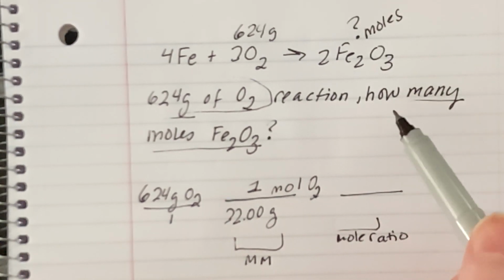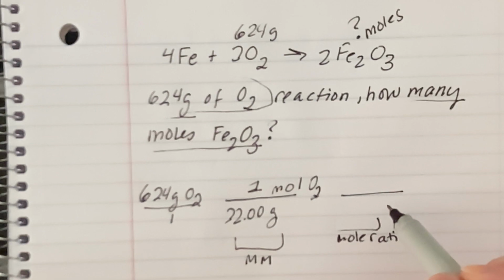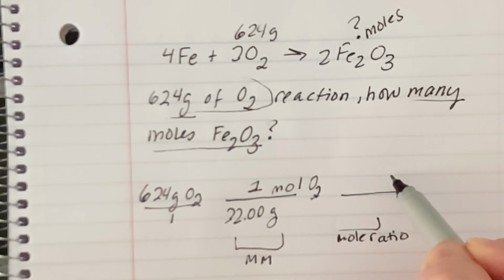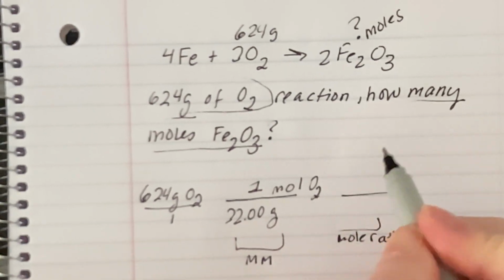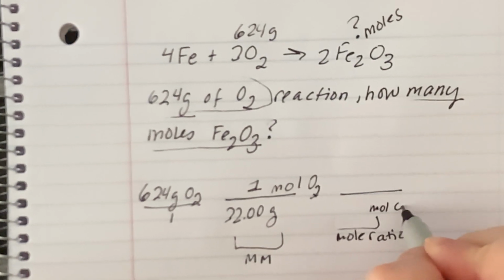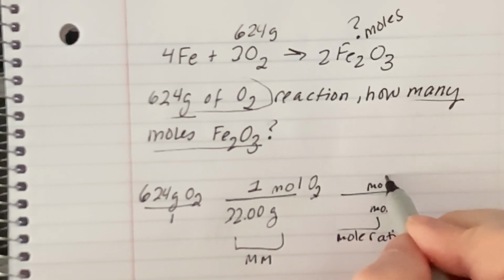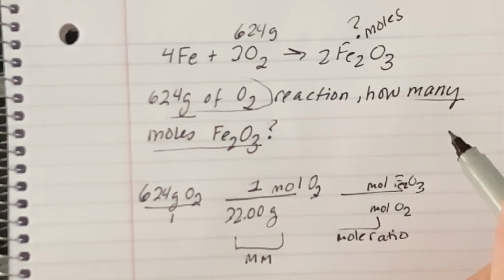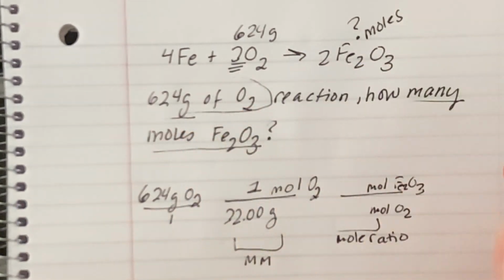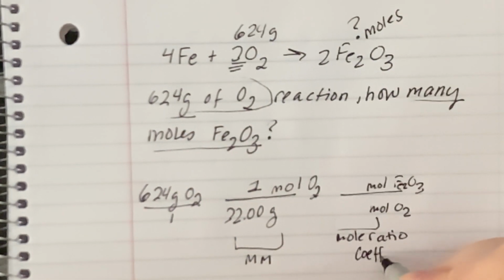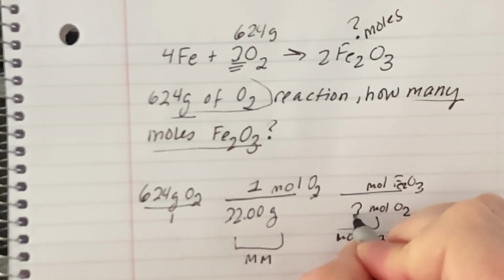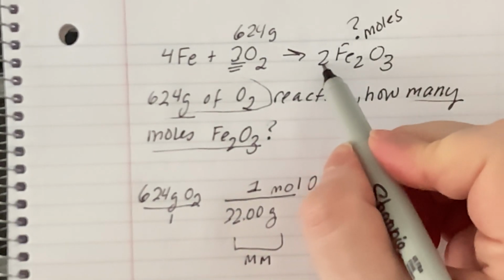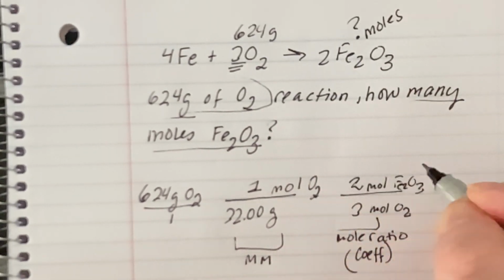But a lot of people want to put it in upside down. Remember, it's always what you started with is on the bottom, and what you want to find is on the top. So we started with oxygen, so moles of oxygen, and we want to find moles of iron(III) oxide. Okay, and now where do I get this? Moles of oxygen? I use the coefficients. So there are 3 moles of oxygen for every 2 moles of iron oxide.